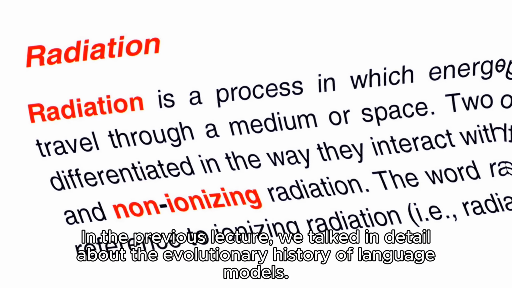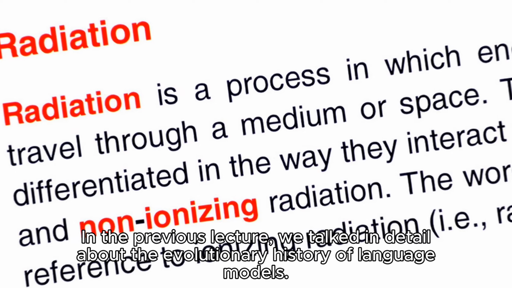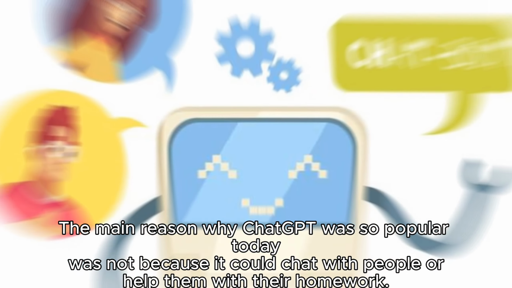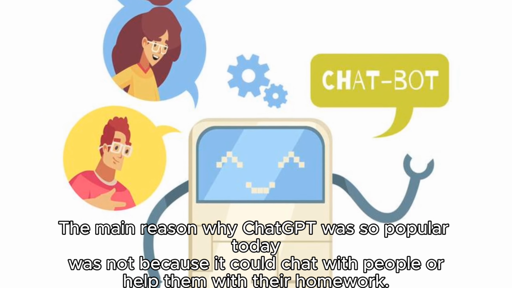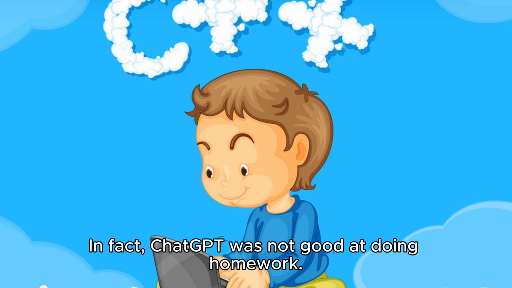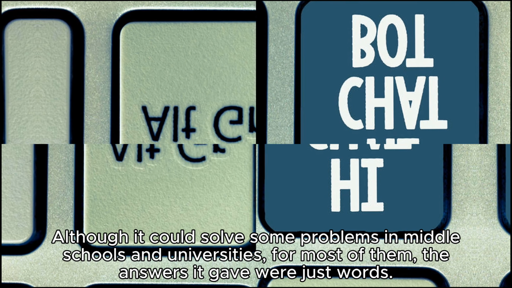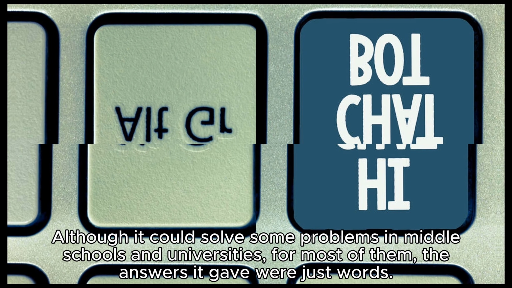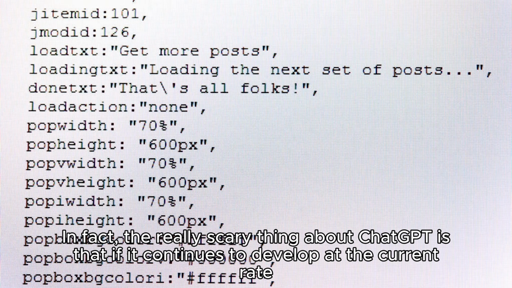In the previous lecture, we talked in detail about the evolutionary history of language models. The main reason why ChatGPT is so popular today is not because it can chat with people or help them with their homework. In fact, ChatGPT is not good at doing homework. Although it could solve some problems in middle schools and universities, for most of them, the answers it gave were just words.